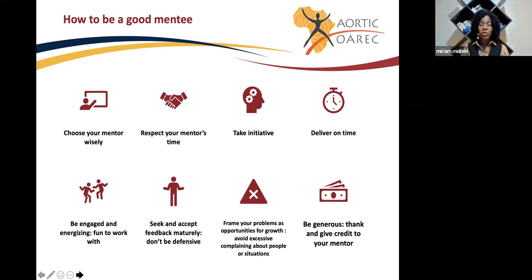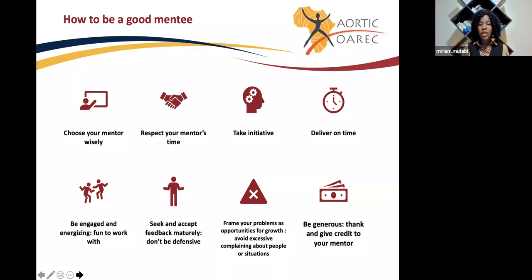Again, as we said, this is a bidirectional relationship. And so looking at how you become a good mentee: one, you need to choose your mentor wisely. Again, keep in mind that there's a very limited pool of mentors, and most of the mentors are really busy. So it's learning how to effectively respect your mentor's time. Again, take the initiative. Don't just sit back and expect that the mentor is going to do everything for you.